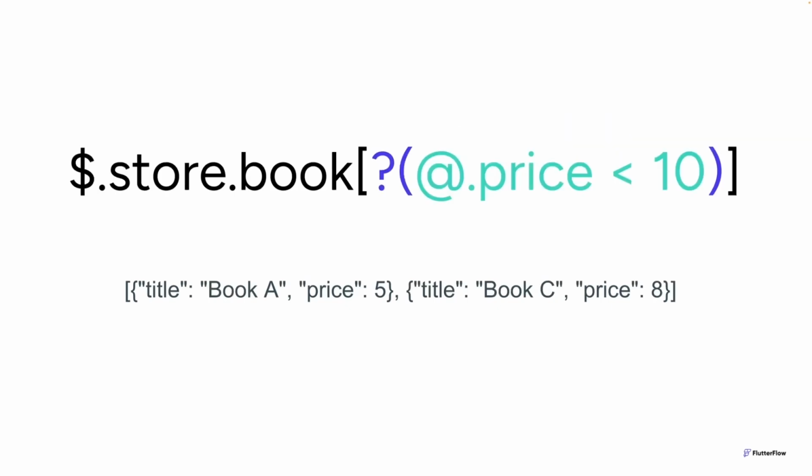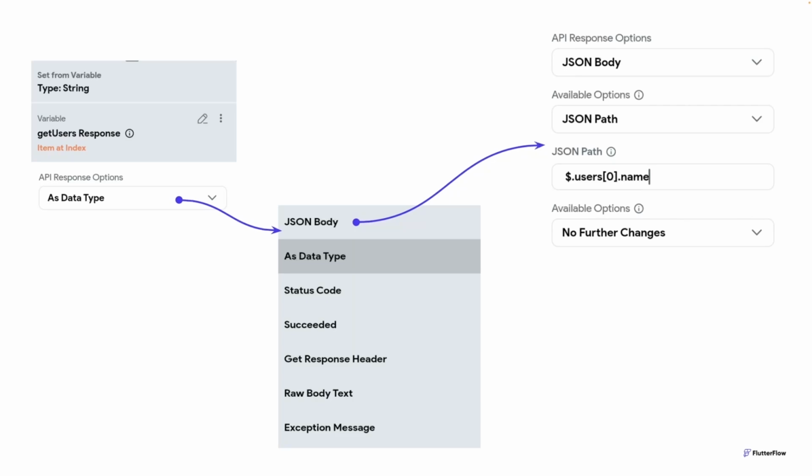Filter, as question mark and parentheses, allows you to select elements based on specific conditions. The condition goes in between the parentheses. For example, this query right now, the @price less than 10, selects books where the price is less than 10 in our books array. Now that you have learned the basics, you may ask, why use JSON Path?